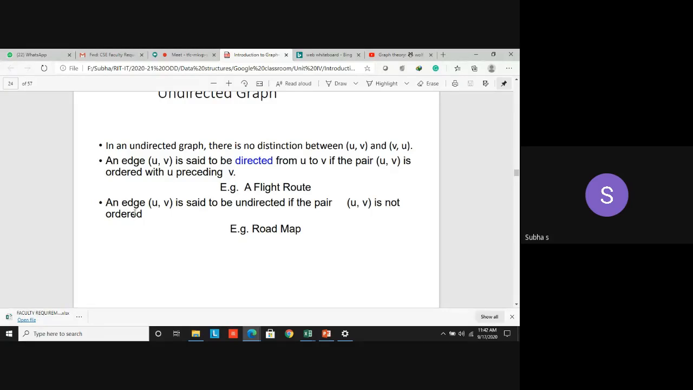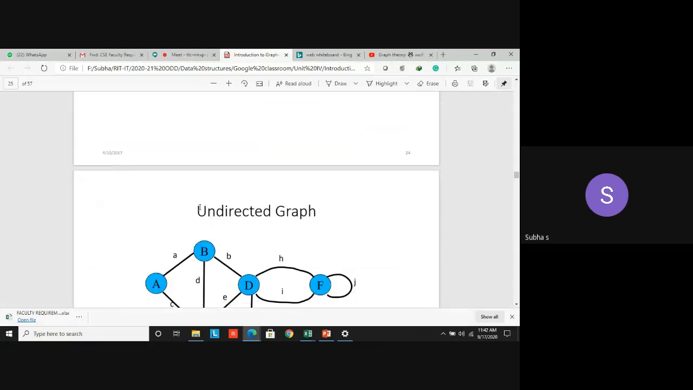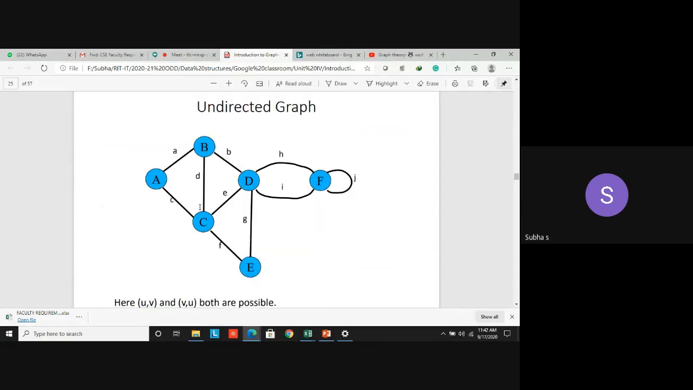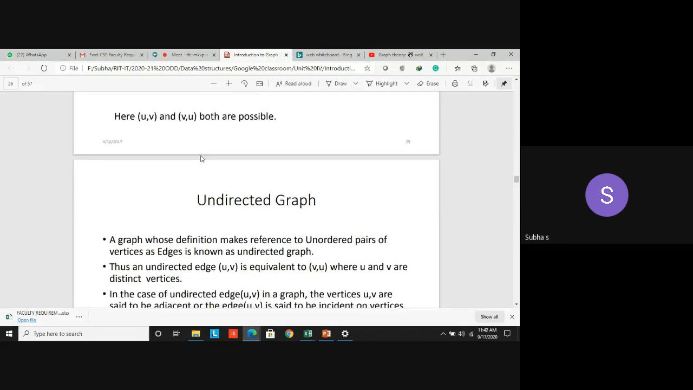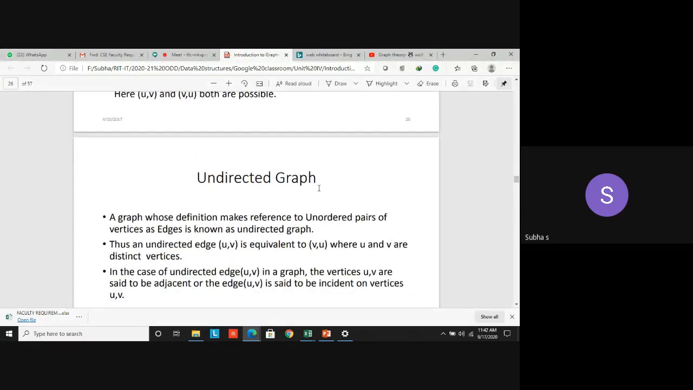If the pairs are not ordered, then that is called an undirected graph. Any road map or railway map can be called undirected. You can look at this example. Here, there is a path from A to B and also from B to A. Yesterday itself I have mentioned this in detail. I think there is no need to explain again.